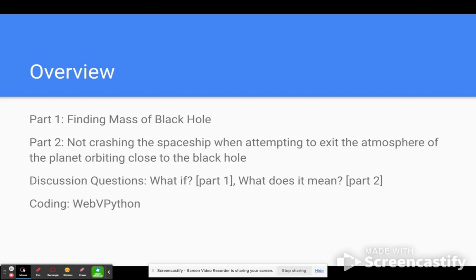So as an overview, in part one, I'll be finding the mass of the black hole. In part two, I'll be attempting not to crash a spaceship when attempting to exit the atmosphere of the planet orbiting close to the black hole. And the discussion questions we will discuss later are what if for part one and what does it mean for part two. And for the coding, I'll be using the WebVPython software.